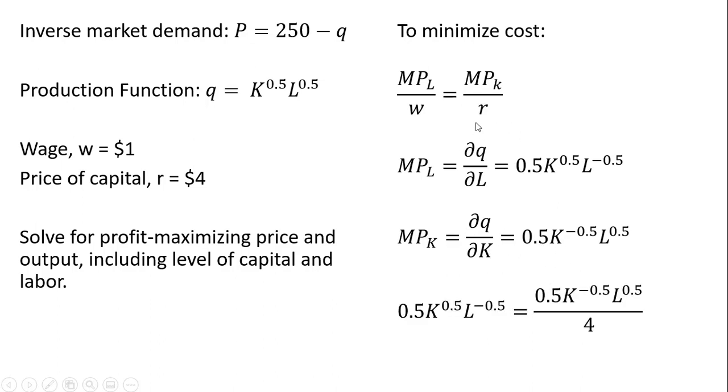Substituting everything into our cost minimizing condition, over here on the left-hand side, I have the marginal product of labor divided by the wage, and since the wage is 1, I'm not showing that, I'm just dividing through by 1. And then we have on the right-hand side the marginal product of capital divided by the price of capital, which is 4. We're going to just simplify this expression.